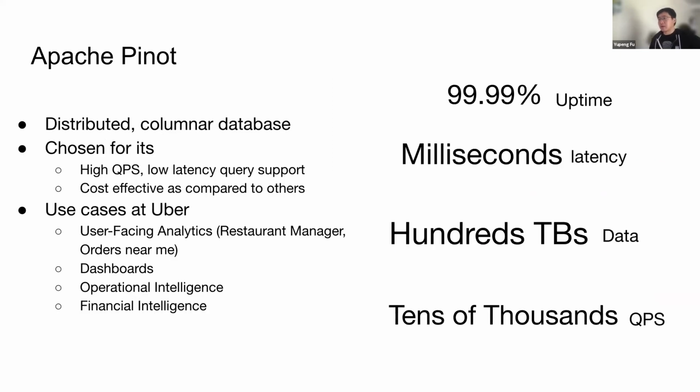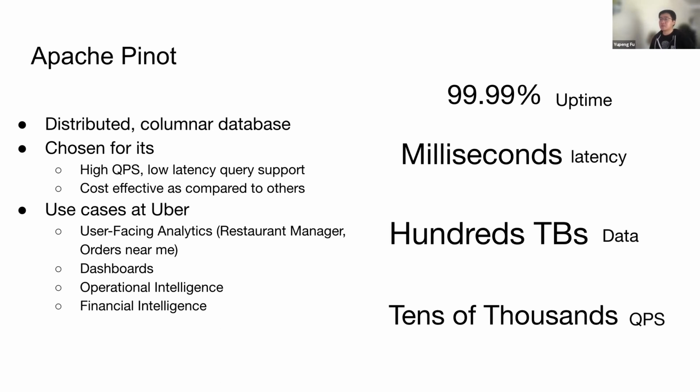Next, I'm going to talk about how Apache Pinot is adopted by Uber as a real-time OLAP engine. Uber chose Pinot mainly because of its strong support for high QPS and low latency queries. In addition, it's pretty cost-effective, as we did a comprehensive analysis comparing it to other frameworks. You can check out this comparison in detail in the paper.